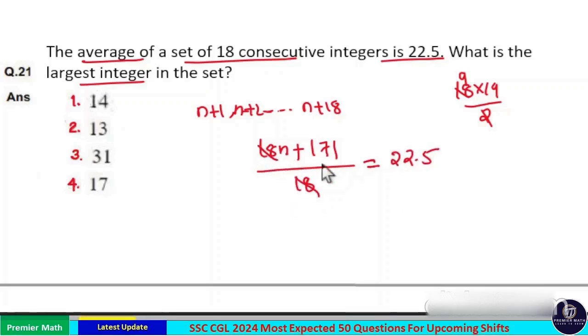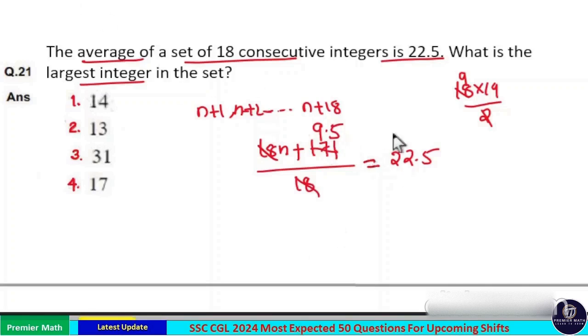Now 18 cancel. Here 18 goes 10 times in 180. So 9 times in 171. Remaining is equal to 180 minus 18 is equal to 162. So remaining 9. So 18 goes 5 times in 90.